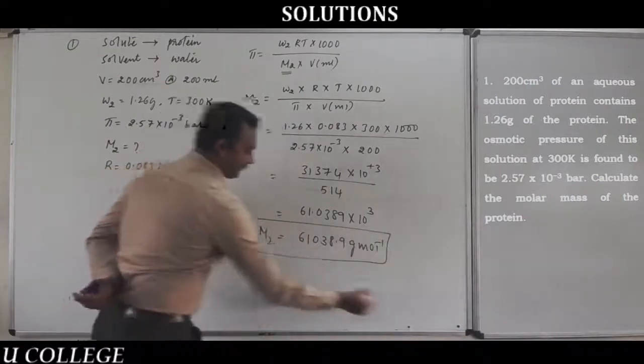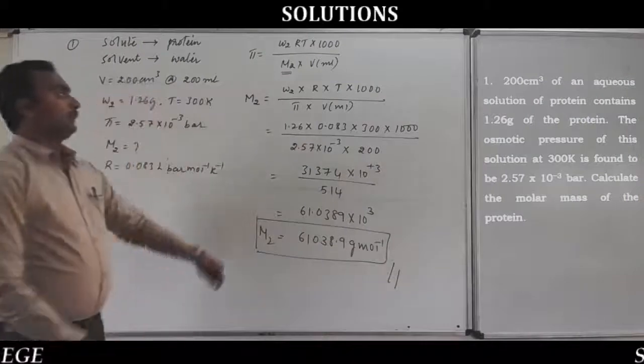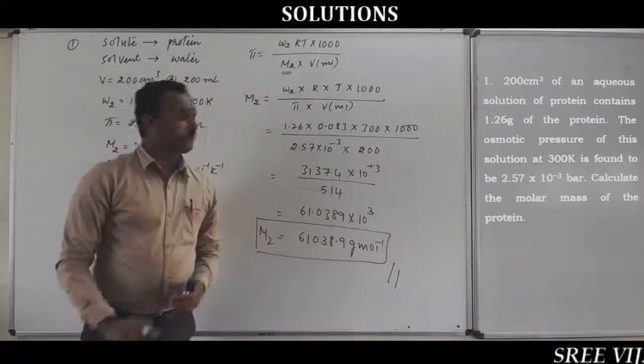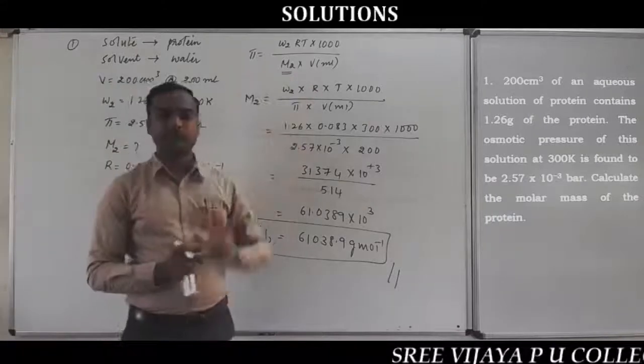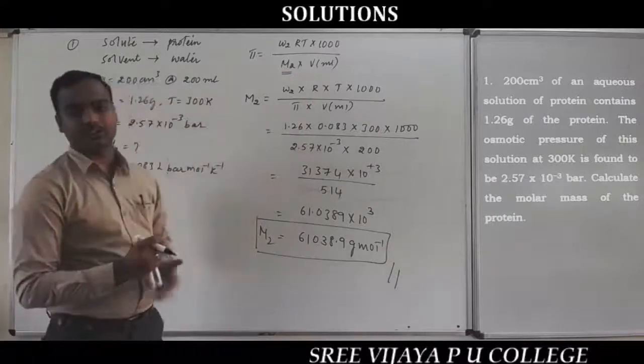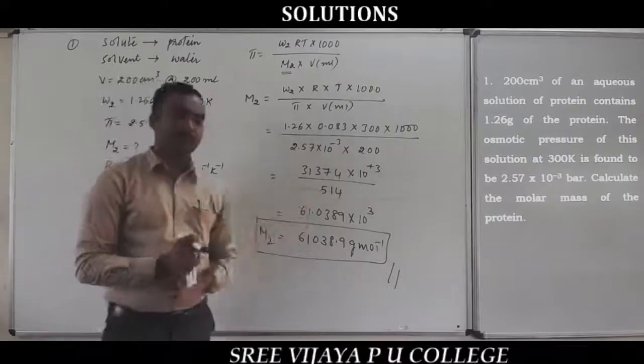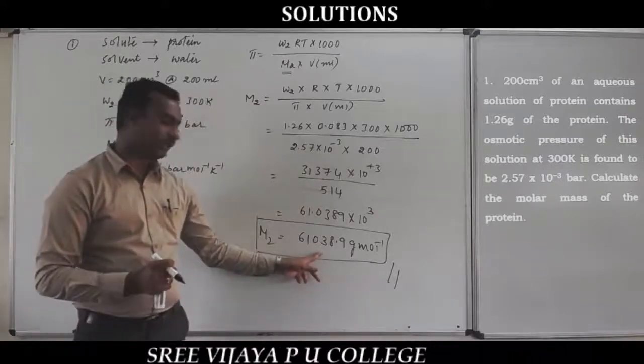So this is the 3 marks problem. The equation is pi equals W2 RT into 1000, divided by M2 into V in ml. In the given problem, you have to calculate the molar mass of solute. So rearrange the equation and substitute the values here. Finally we get the molar mass of solute.